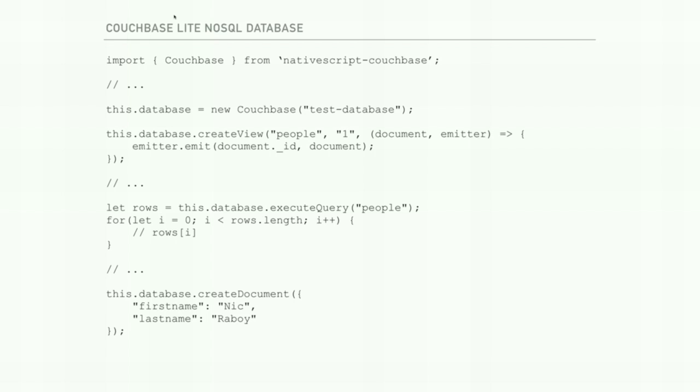When we want to query this view, we can say execute query and then query this people view, because that's what we called it. And we could loop through all of the results and do something with each of the rows that was returned. Or maybe we just want to create a document, a NoSQL document. We can actually pass in a JavaScript object. We don't have to worry about parsing it into some kind of SQL query, which can add a lot of extra steps.